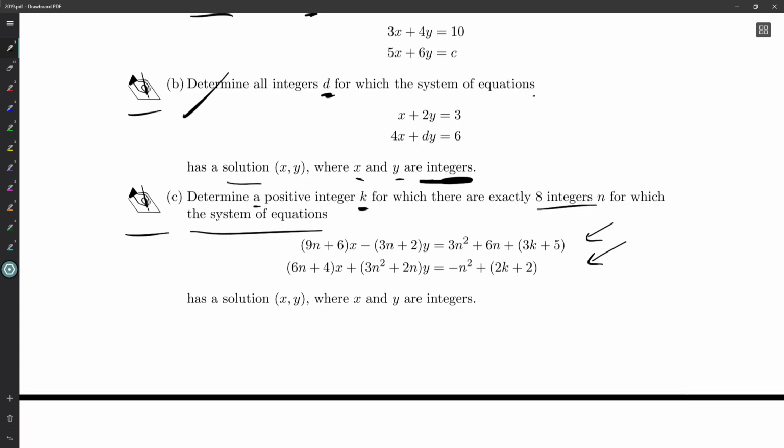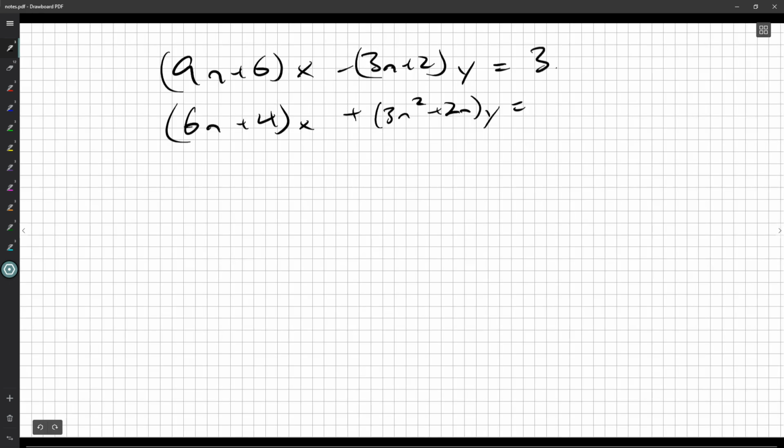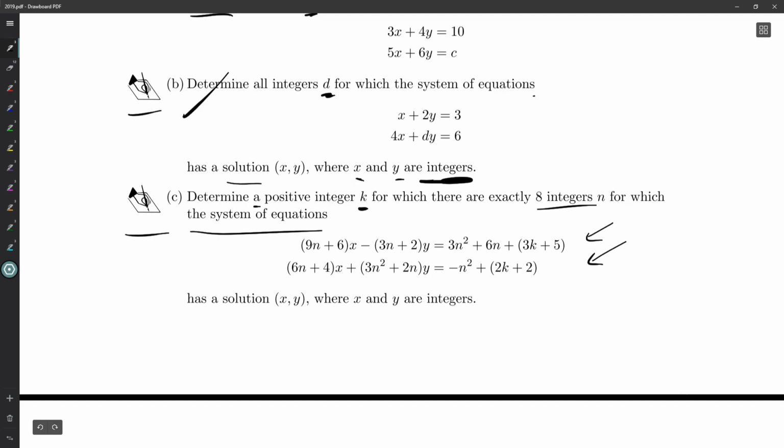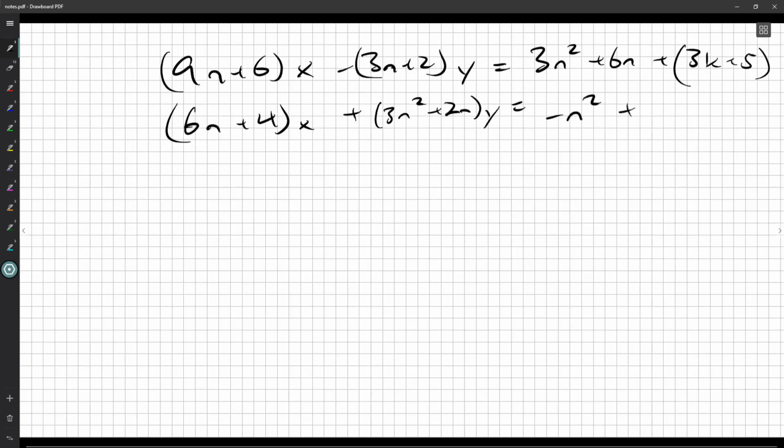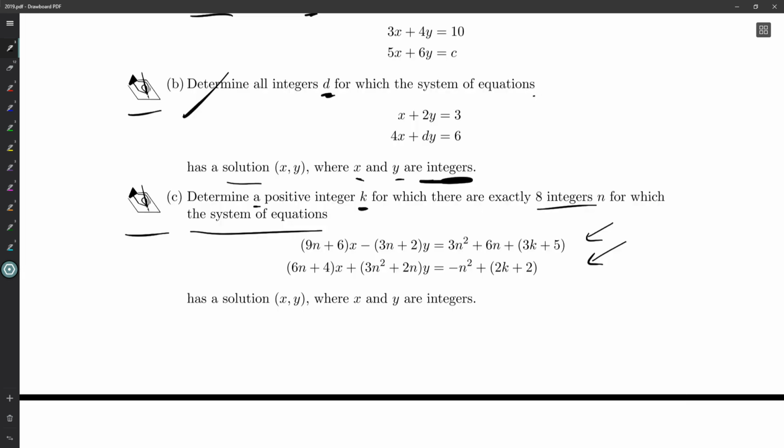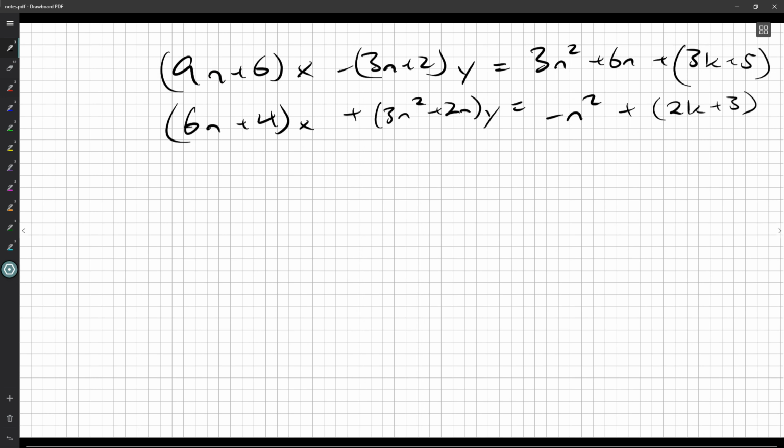That's probably going to be useful. And then, what have we got on the other side? 3n squared plus 6n plus 3k plus 5, which they've put in brackets for some reason. Okay. And then minus n squared plus 2k, what was it, plus 3? I think it was a plus 3. 2k plus 2, sorry.